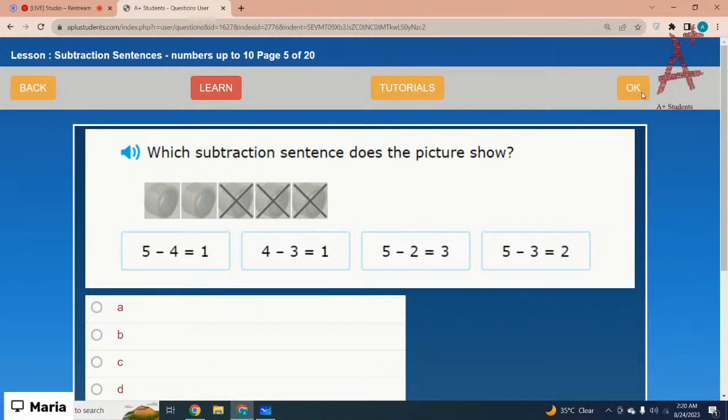That means it is 5 take away 3 and you are left with, so that would be 5 take away 3 equals 2. So the correct option is 2, option number D is the correct option.